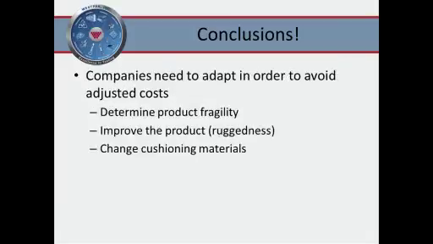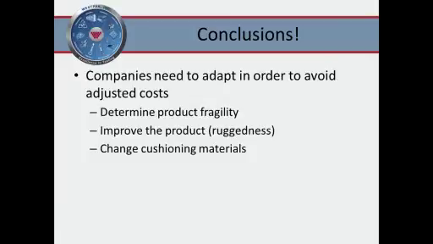Edmund? Okay, and the 3 takeaways that we want to give people, once again, is that companies need to adapt in order to avoid adjusted costs. And the way that you could do that, and by the way, what I mean is that you actually have direct control over this, is number 1, determining product fragility, number 2, improving the product ruggedness, and 3, changing or just evaluating cushioning materials to see what different cubes you get.